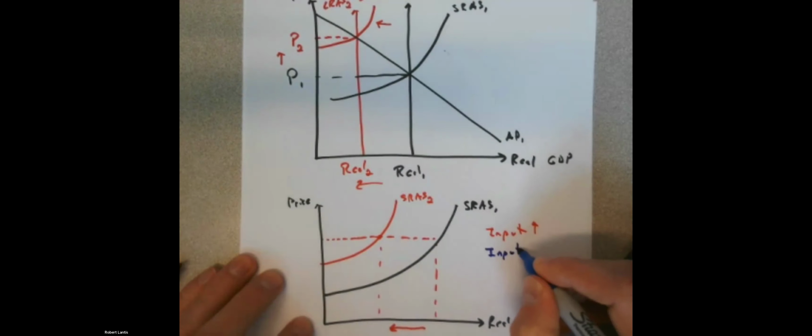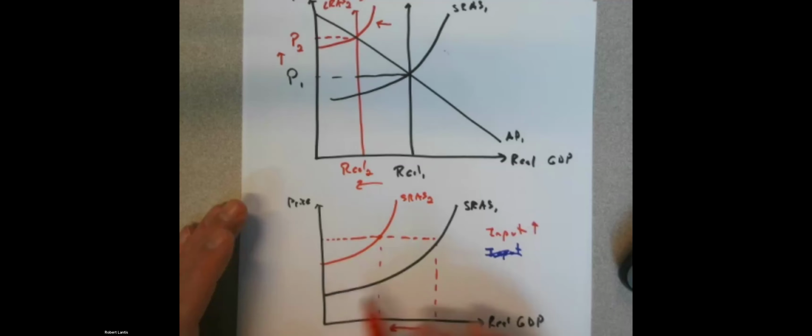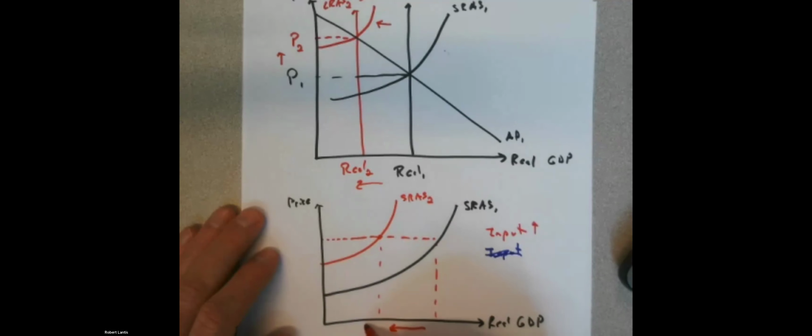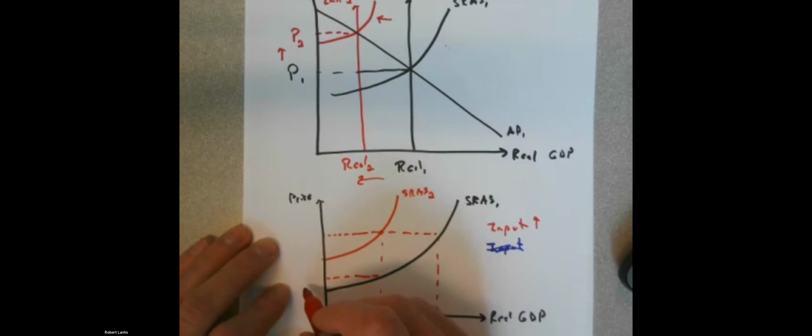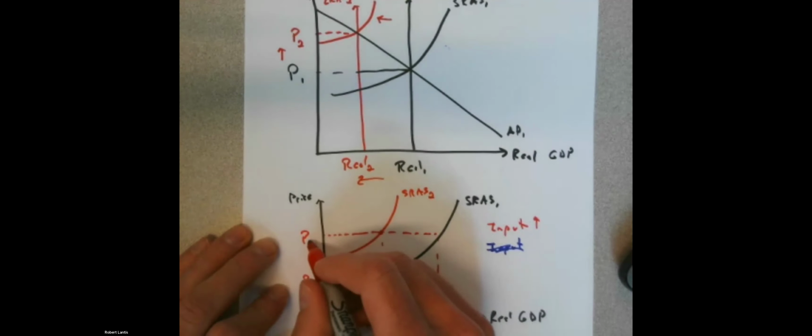You can also think about the reverse. Actually, sorry, we'll do it this way. So I still have input prices going up. Another way of thinking about this is, to get the same level of output, real GDP, when input prices are higher, I would require higher prices for that product than I did before. Think about it this way.